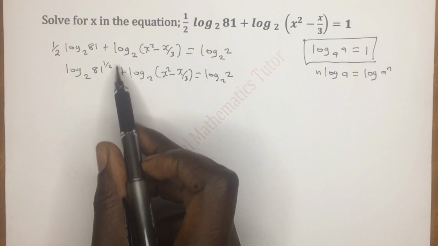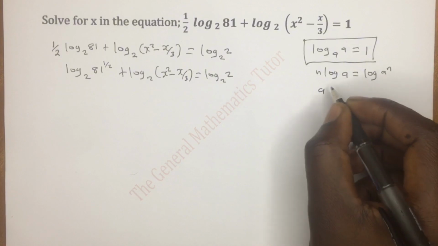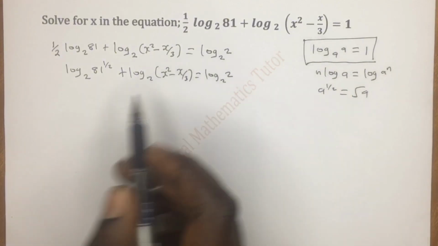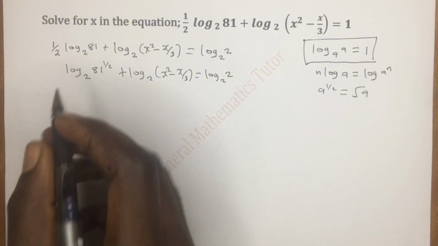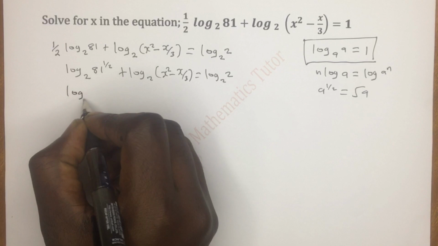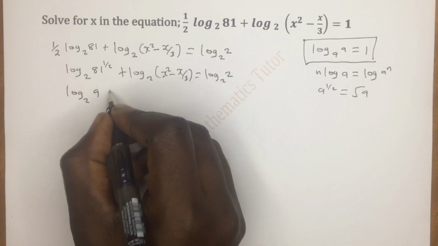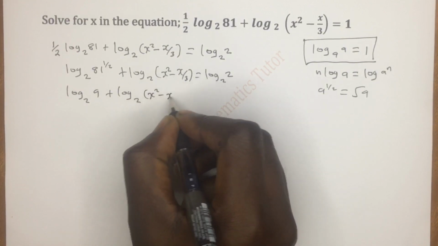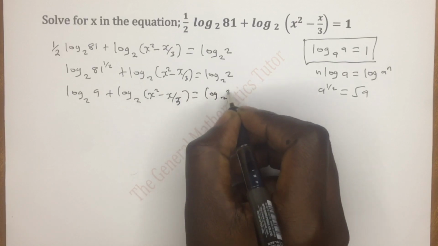According to the laws of indices, a raised to power half is the same as the root of a. So in this case we just require the square root of 81. So we have log to base 2 of 9, since the root of 81 is 9, plus log to base 2 of (x squared minus x over 3) is equal to log to base 2 of 2.